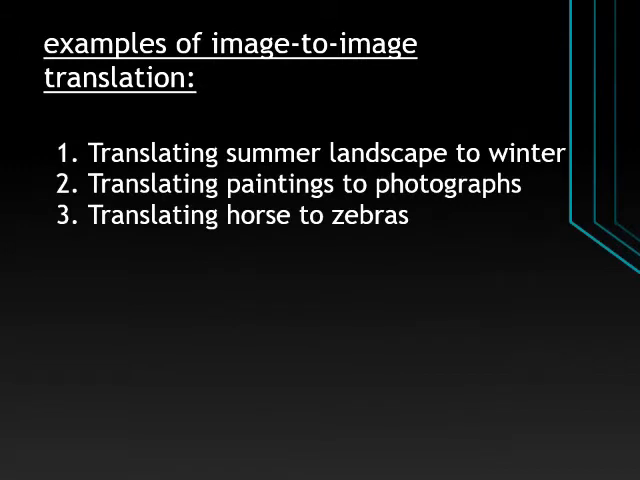These are the examples of image-to-image translation. Using CycleGAN, we can translate summer landscape to winter, translate a painting to a photograph, and translate a horse to a zebra.